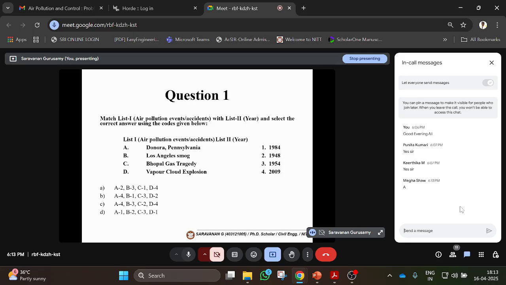Then you can easily recall and revise the questions, and I think out of these 120 questions you can also score a lot of marks. So please try to answer these questions. So the Bhopal gas tragedy will be 1984. So C1 you can match this answer. C1 is only here. So A2. And Donora in Pennsylvania, the accident happened in 1948. In Los Angeles, there was a smog episode, that is in 1954. And finally, the vapor cloud explosion in 2009. Okay, so option A is correct.